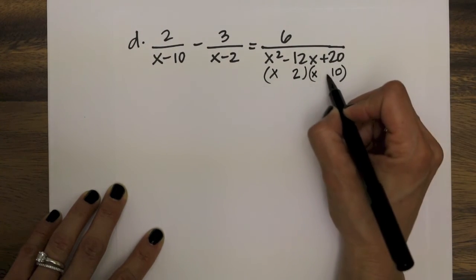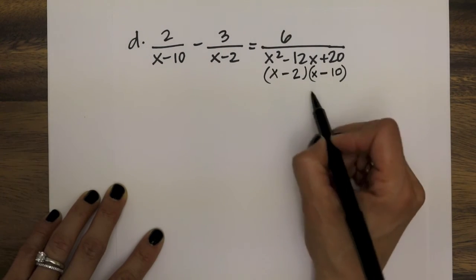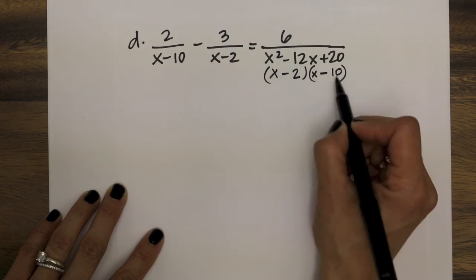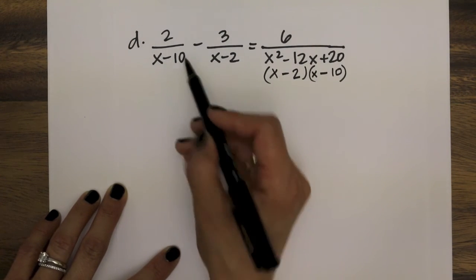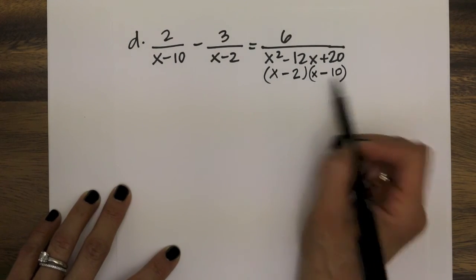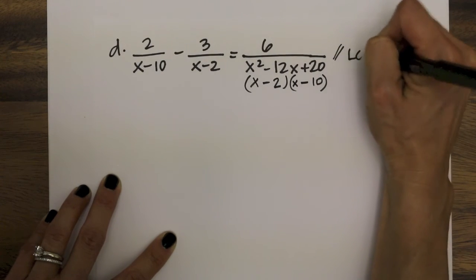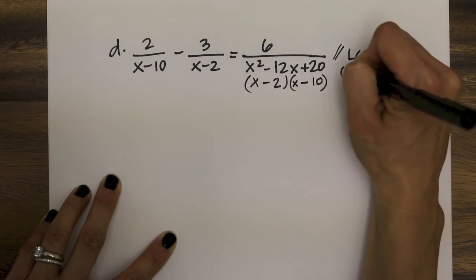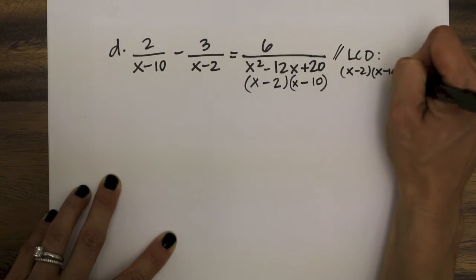problems are usually rigged. Right here you have 2 times 10 is 20, and if you make them both negative, it definitely combines to give you the negative 12. And oh my goodness, look at that. We have x minus 10, x minus 2, and then over here we also have x minus 2, x minus 10. So that worked out really nice. Our LCD is going to be both binomials, x minus 2 and x minus 10.